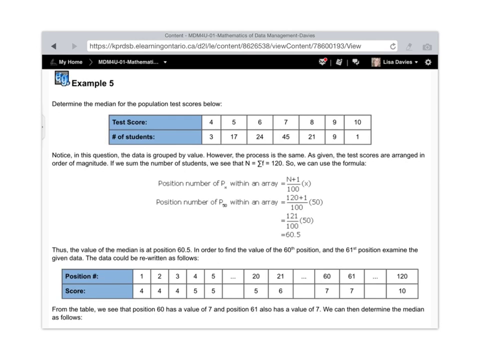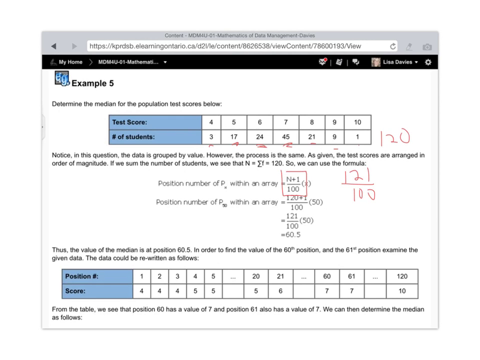So the first thing that we're going to do when we're trying to find a percentile of any type, and quartiles and medians are just a specific percentile, is we're going to find the number of pieces of data. In this case, if you add up the number of students, 3 plus 17 plus 24 plus 45 and so on, that adds up to 120. We're going to take that plus 1 over 100, so that's this part. So your pieces of data is going to be 121 over 100.